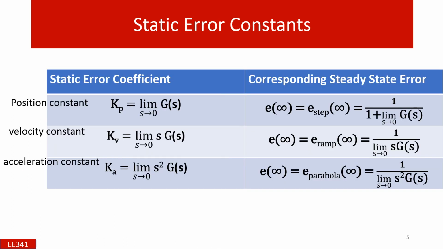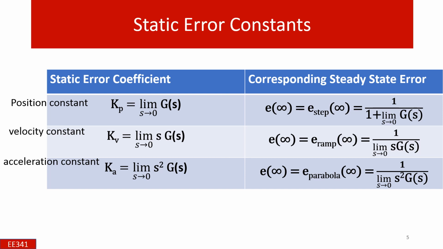There are some static error coefficients, for example the position constant, Kp, which is equal to G(s) when we apply the limit s approaches 0. It gives the DC gain. If we take the s times G(s) and apply the limit, it gives the velocity constant. And similarly, if we take a further s, then by applying the limit we can find the acceleration constant.